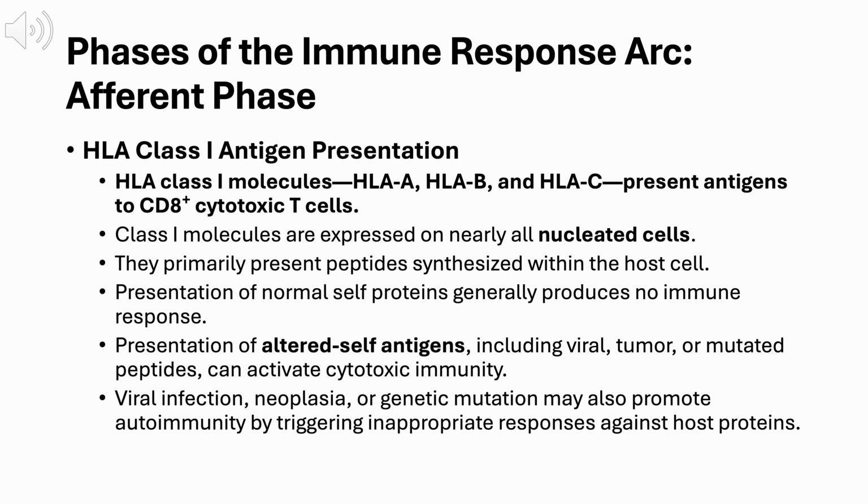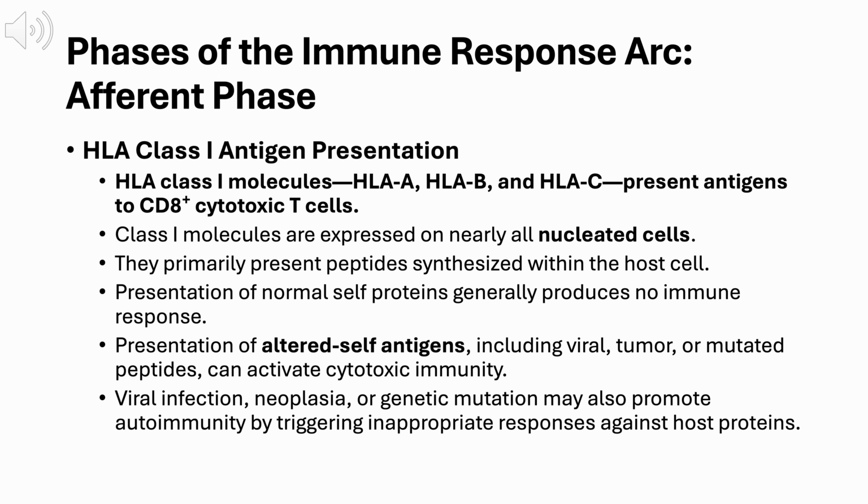Let's take HLA class 1 first. These are the HLA-A, HLA-B, and HLA-C molecules, and they present antigen to CD8 positive cytotoxic T cells. The key feature of class 1 is where it's expressed, on nearly all nucleated cells in the body. And it samples the internal world of the cell. It primarily presents peptides synthesized inside that host cell. Under normal conditions, this is silent because presentation of ordinary self-proteins produces no immune response. That's self-tolerance working as intended.